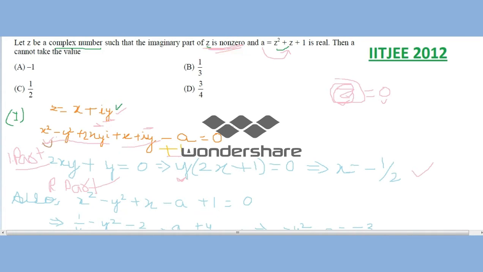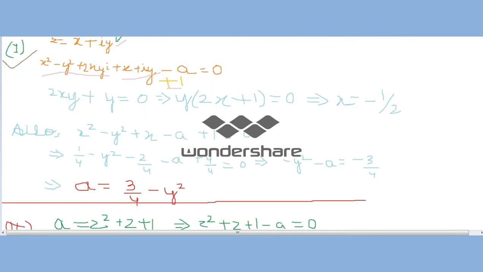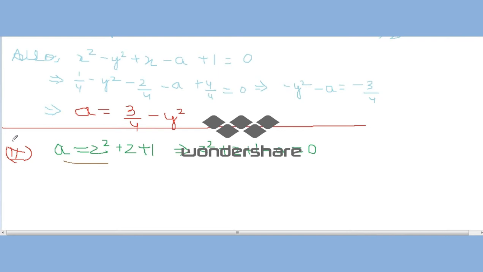Okay, wait a second, let me clean. In the examination what we have to do is minimize our time. We have to use the tricks. Okay, then what we have given is a equals to z square. Then this was the first approach, and we are going for a second approach. Okay, so this is the second method.